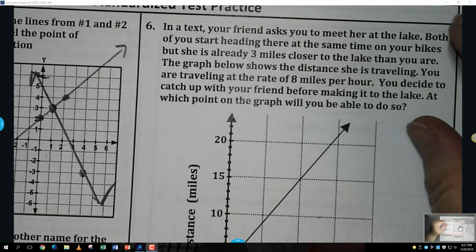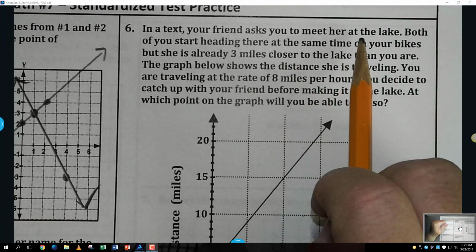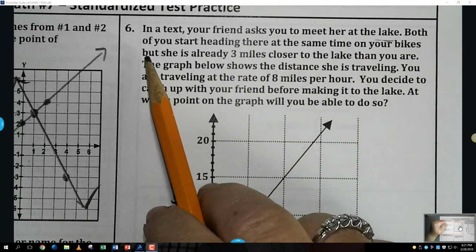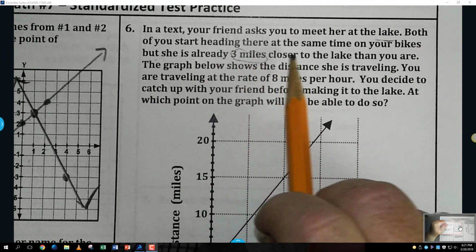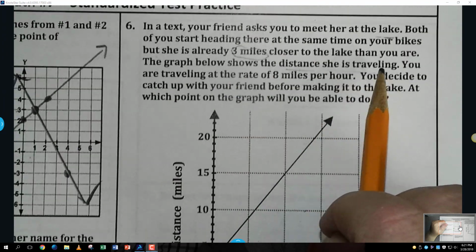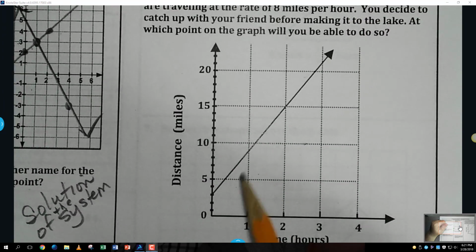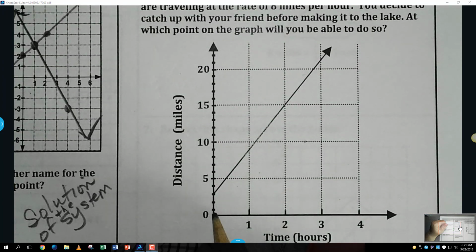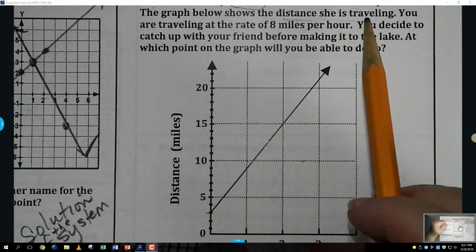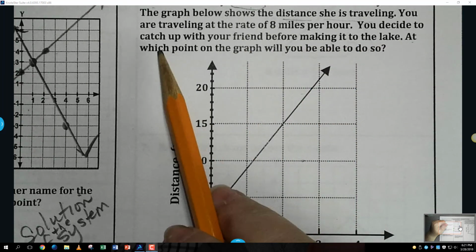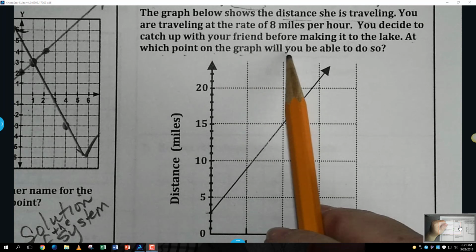Last one. In a text, your friend asks you to meet her at the lake. Oh, that's so nice. Both of you start heading there at the same time on your bikes, but she's already 3 miles closer to the lake than you are. The graph below shows the distance she is traveling. So here's her distance that she's traveling per hour. She starts 3 miles closer, so her y-intercept, her starting point, is already 3 miles closer to the lake. You decide that you want to catch up with your friend before making it to the lake. So which point on the graph will you be able to do so?